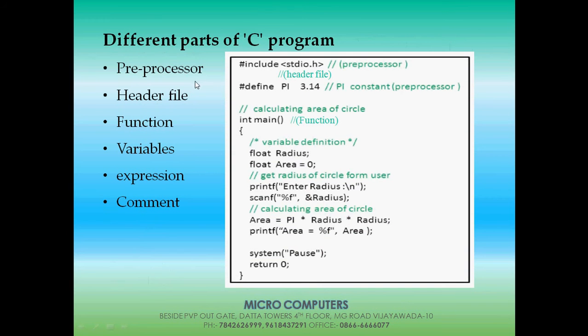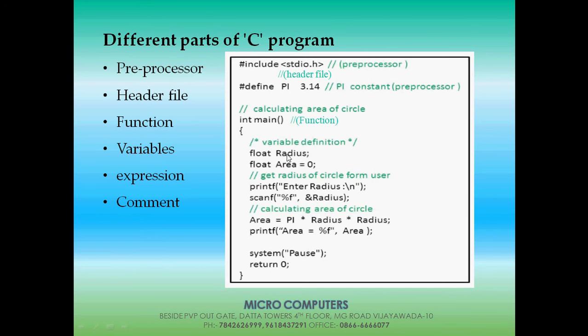Here are the different parts of a C program. In this we have preprocessor, header file, function, variables, expression and comment. In this program, we are calculating the area of a circle. Here #include and #define are preprocessor directives, and stdio.h is a header file. In order to define some constant values, we use the #define preprocessor directive. This is the main function, which has a return type int.